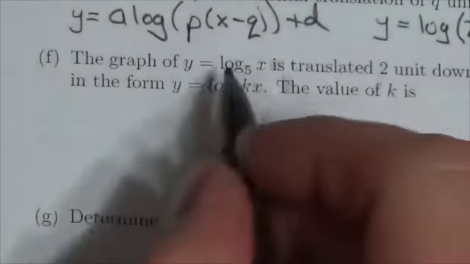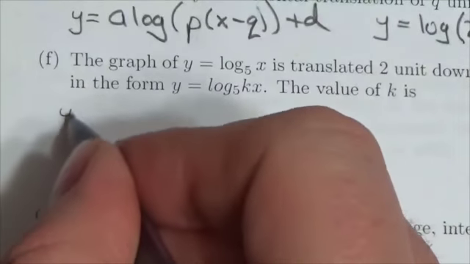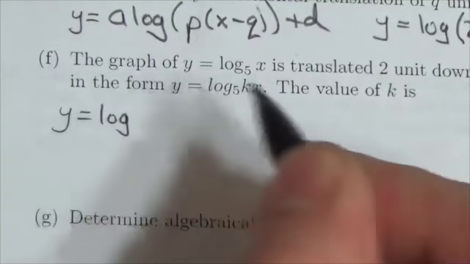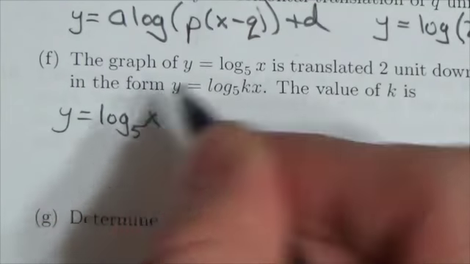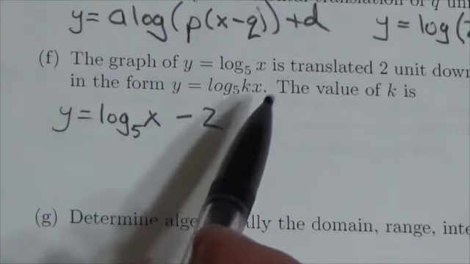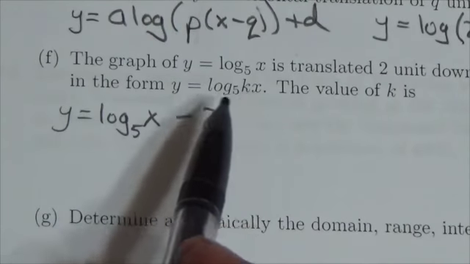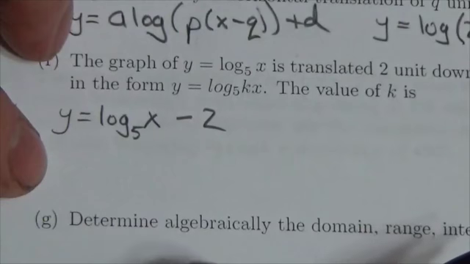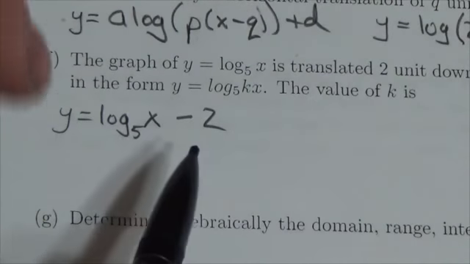Okay, well, let's talk about this. If you translate that 2 units down, what would that look like? Well, that'll be the log base 5 of x minus 2. Now, a student has combined that into a single logarithm. Okay, well, let's think. I could combine this together.